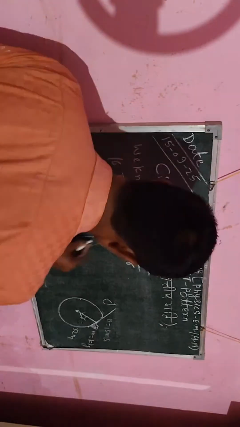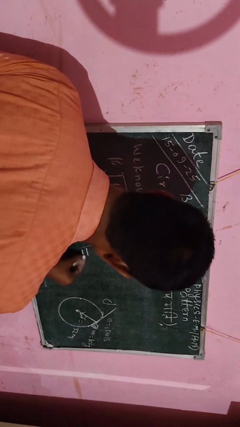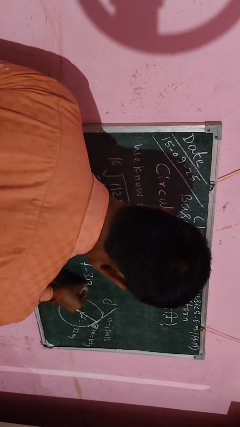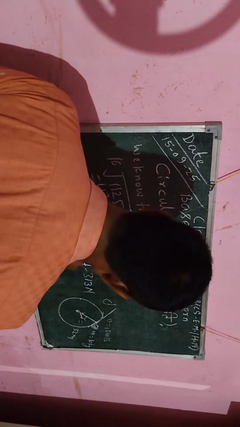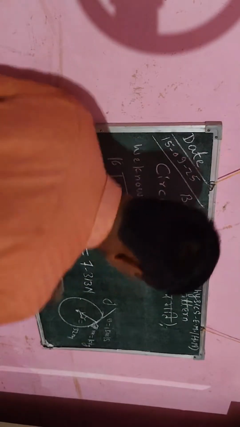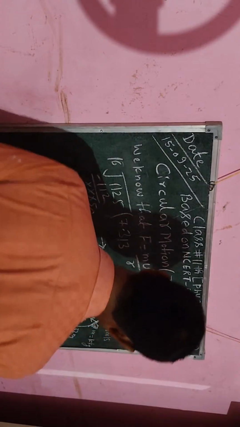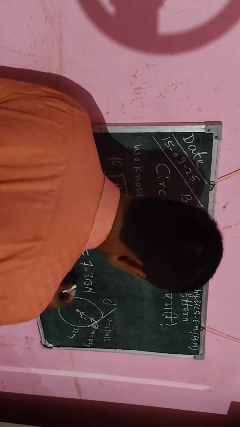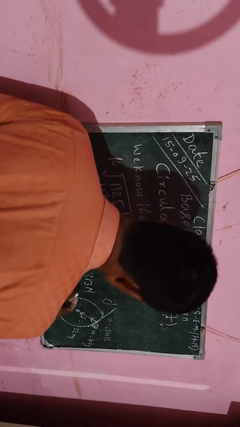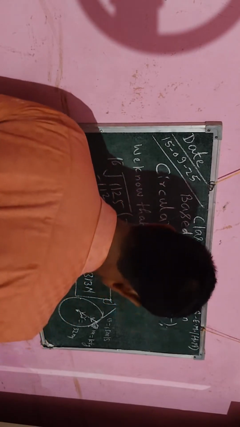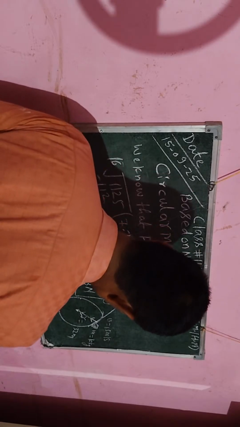So the centripetal force will be 70.31 Newton, and its direction will be towards the center of the circle. Its direction is towards the center of the circle. So this is the value.